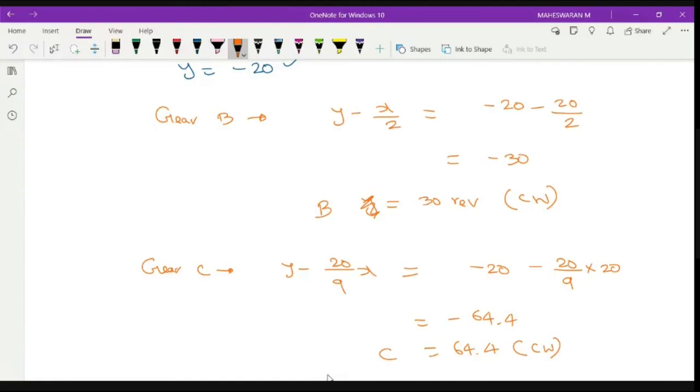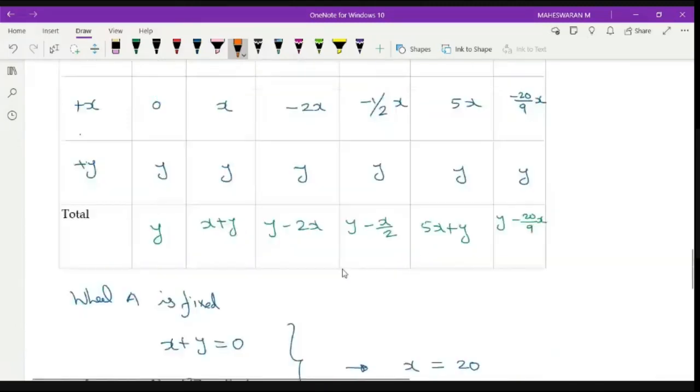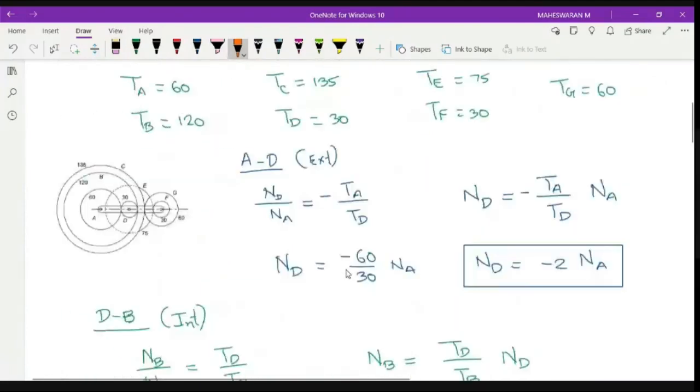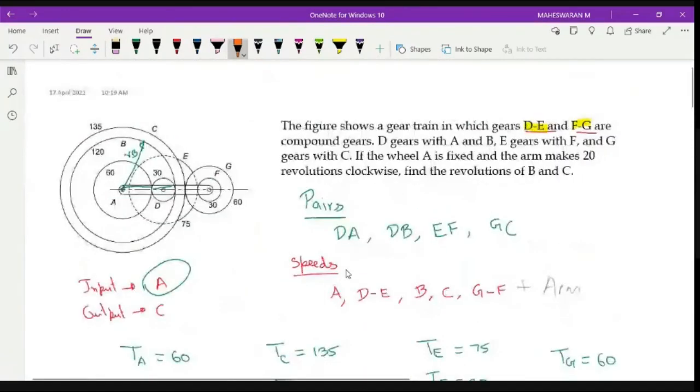Any doubt? No, sir. Hope you can understand. Even though the figure looks somewhat complicated, you have to look one by one at where the gears are meshing. Based on that, you can easily identify and solve the problem. Okay, I will take one more.